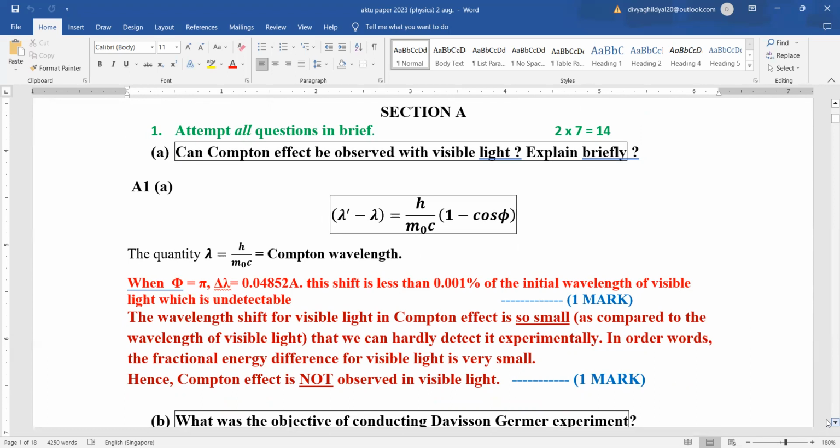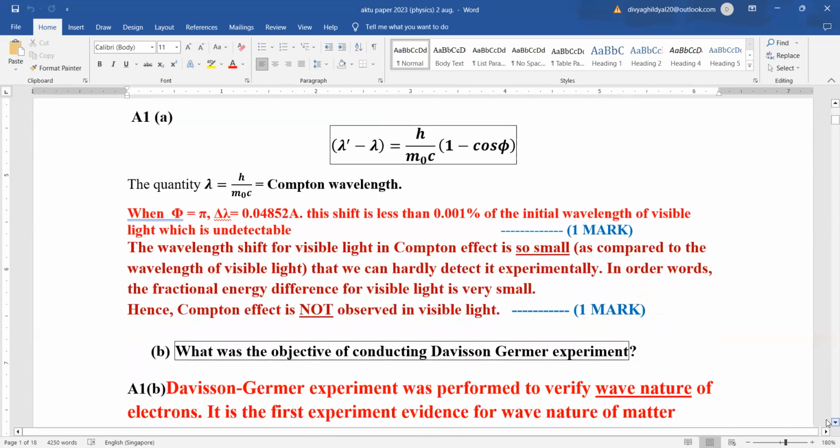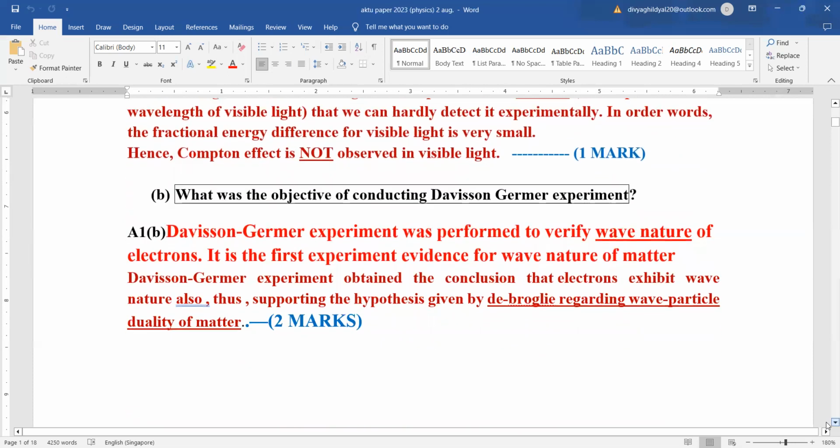Let us start. In section A, we had to attempt all the questions carrying 2 marks each. First, can Compton effect be observed with visible light? Explain briefly. Now we know that the Compton effect is given by del lambda equal to h upon m naught c into 1 minus cos phi. When the case of visible light comes, then this difference del lambda is very small and it is undetectable. That is why Compton effect is not observed in visible light.